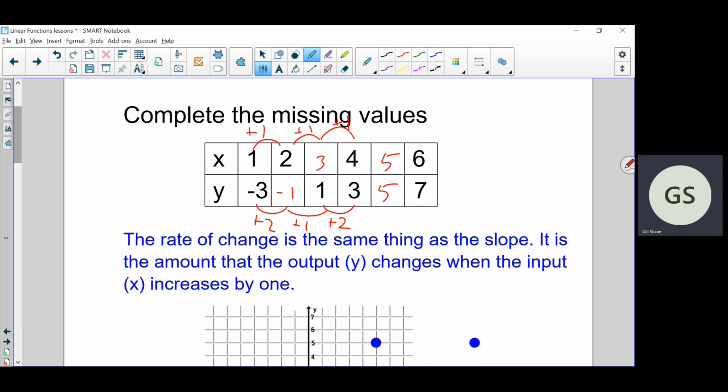The rate of change means every time your x value goes up by 1, which is what is happening in this table. Oh, why is my board so jacked up?